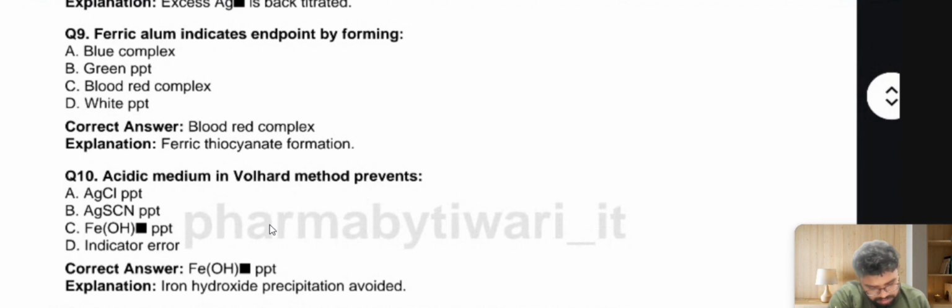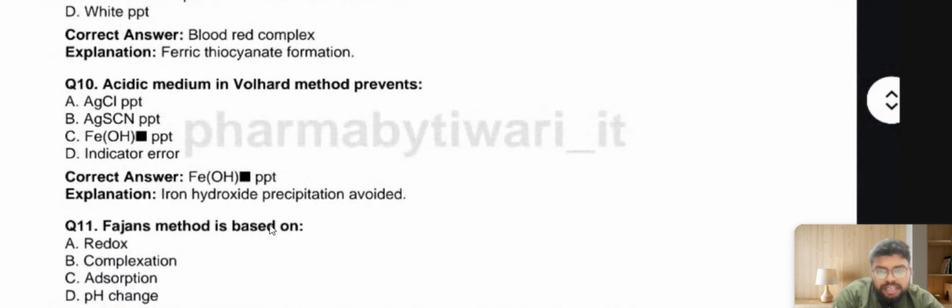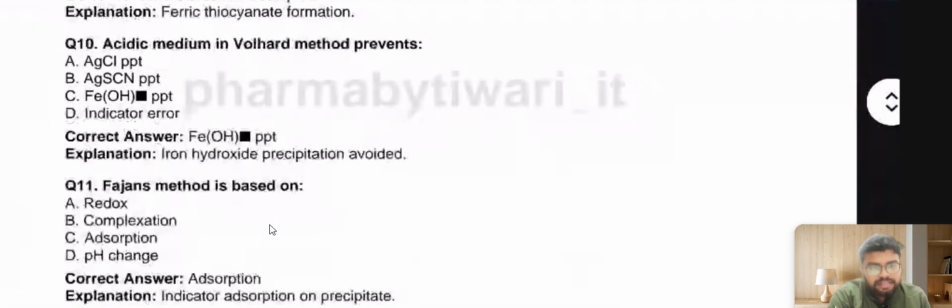Let's see question number 11. Fajans method is based on redox, complexation, adsorption, pH change. Let's see the correct answer. The correct answer is adsorption.